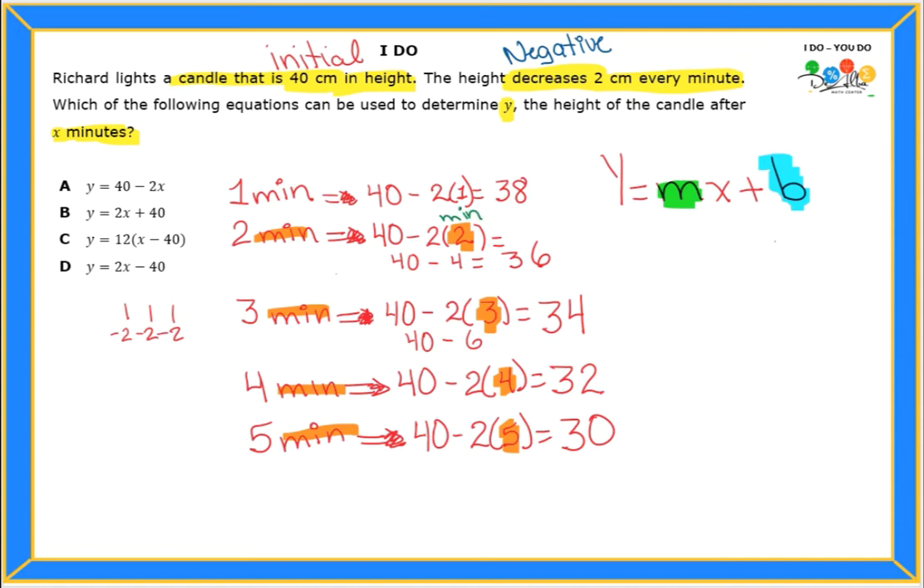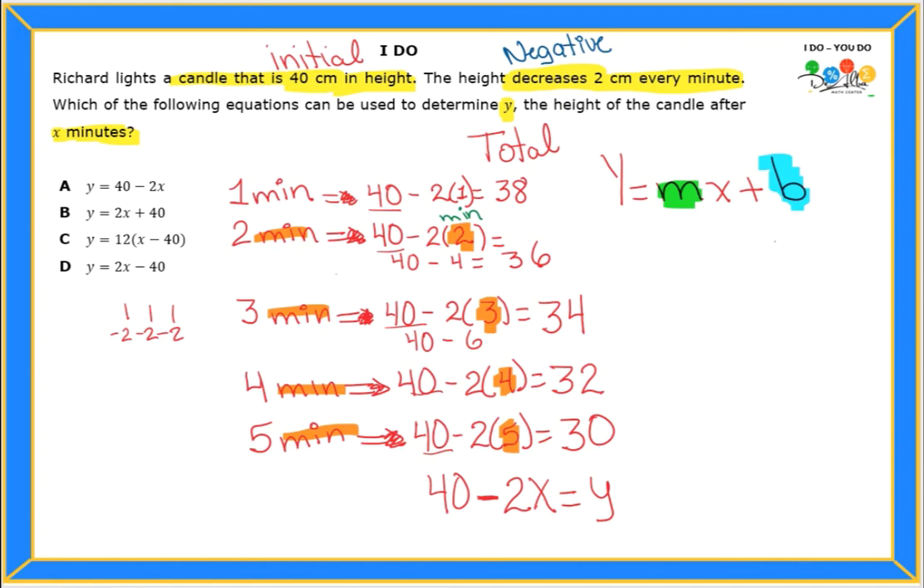Therefore, if I want to write an equation, I think I can write it now, because I noticed that 40 never ever changed. 40 was always there. There's a minus sign because it's decreasing, and the 2 is the 2 centimeters that it was going down. And we agree that the 1, 2, 3, 4, 5 is the minutes, so minutes is x. And the 38, 36, 34 is the total height, which is my y. Okay? So look at the answer choices.